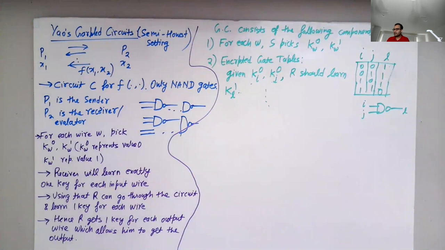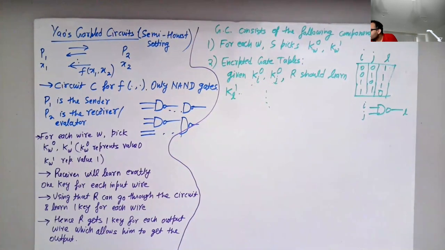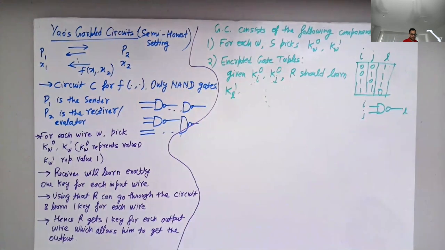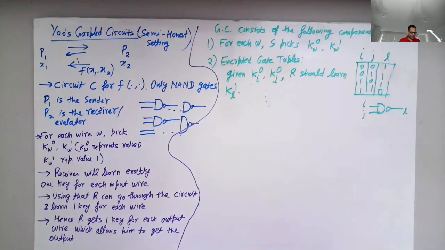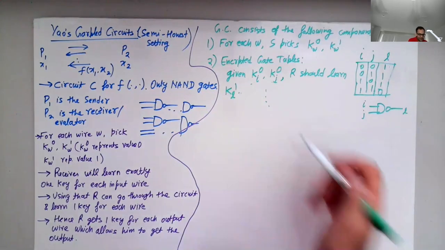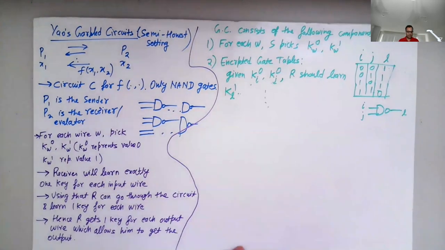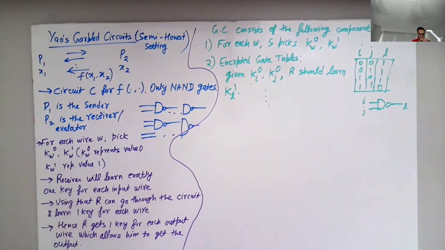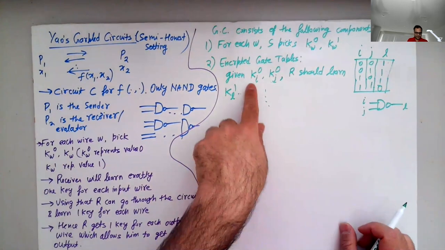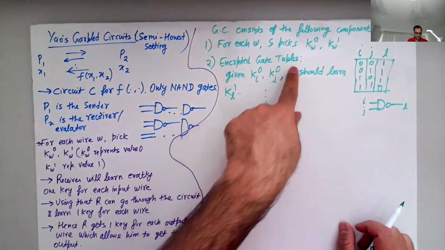So how do we ensure this? There's a question: what do the subscripts of KI and KJ mean? Superscripts. So this is the value on the ith wire, and this is the value on the jth wire. There are two possible values, either 0 or 1, and hence we have two keys. So for this, we will simply use encryption. Using encryption, we will make sure that if you have KI0 and KJ0, you get KL1.